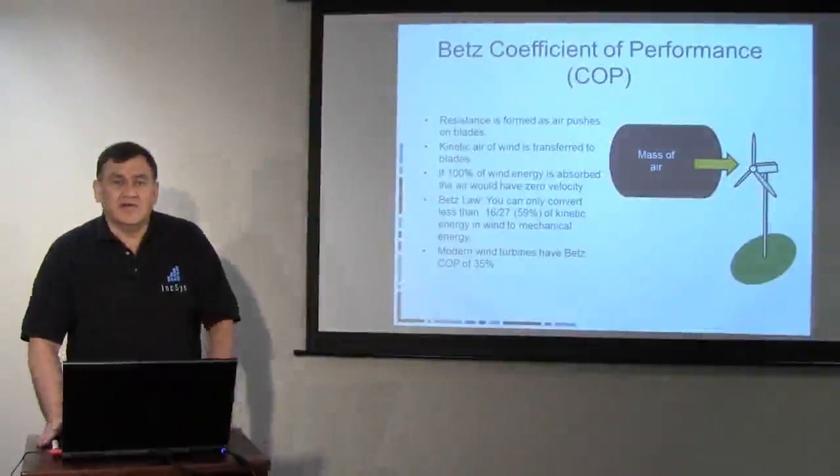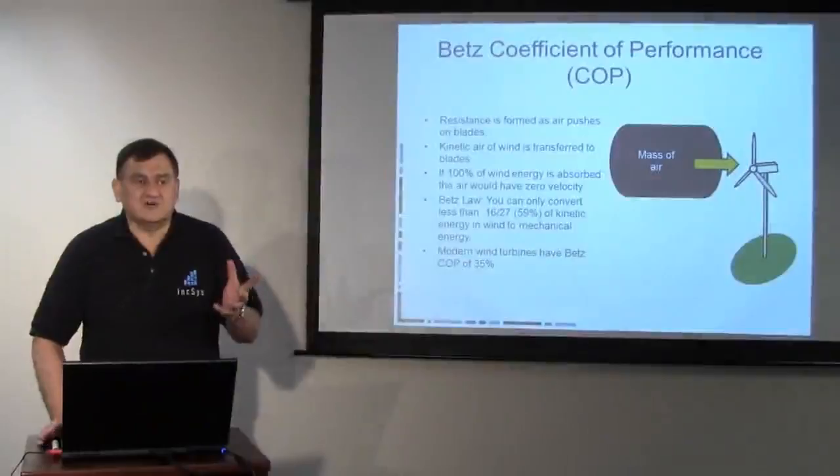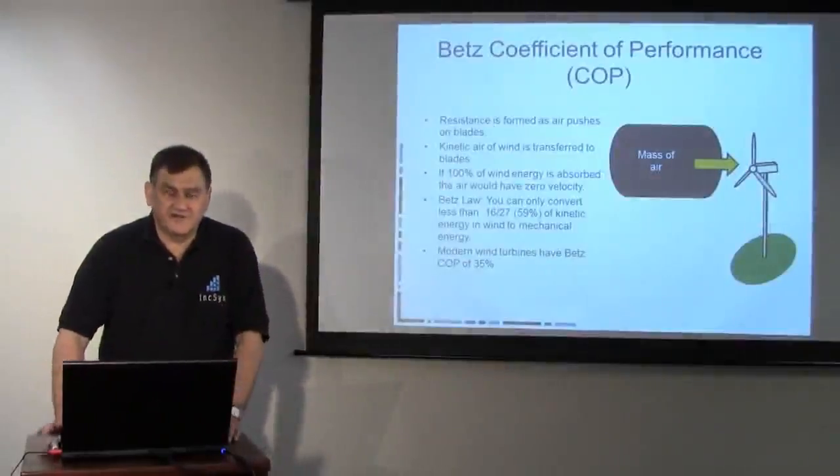The Betz coefficient of performance is based upon the fact that as the kinetic energy of the wind is transferred to the blades, if we were to get 100% of that energy transferred, then the wind would be coming to a standstill when it actually passed through the blades. And that clearly is not going to work. So the Betz law says you can only convert around 59% of that kinetic energy into mechanical energy. And modern wind turbines have a Betz coefficient that is around about 35%.